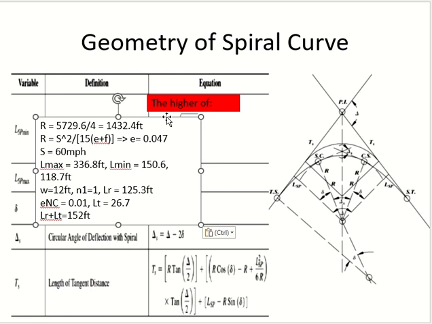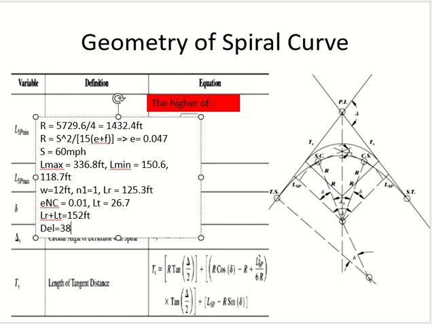Now I have to calculate the stations of these points. I'll start from here. This station is given in the question. I can calculate this one if I know TS, the tangent length. The tangent length has this equation. R I already know. Delta is the deflection angle, which is given in the question: 38 degrees.